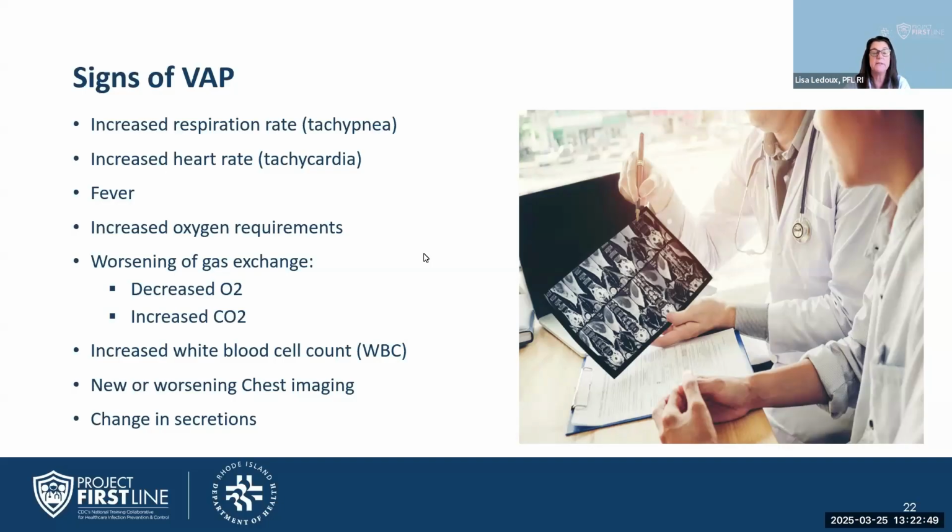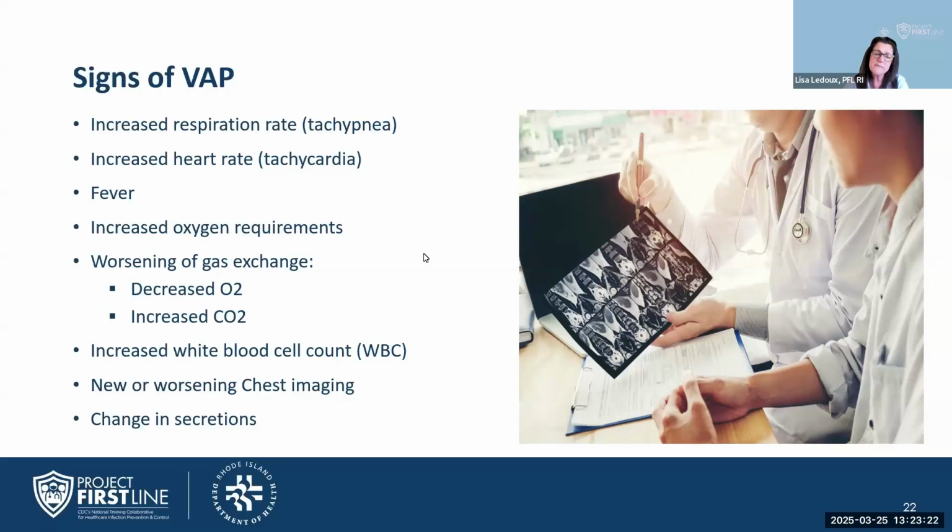Also, elevated white blood cell count. There could be an increased number of white blood cells, indicating an immune response to infection. There could be new or worsening chest scans showing either new or progressive infiltrates or consolidation on your chest X-ray or CT scans. It could be a change in secretions. There could be increased secretions, or there could be purulent secretions, which means the presence of pus in the respiratory secretions. Pus is a thick yellowish fluid that is produced by an infection.